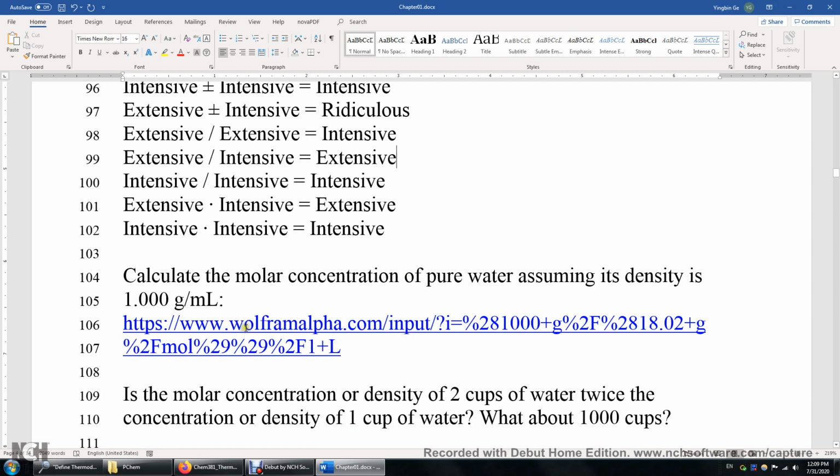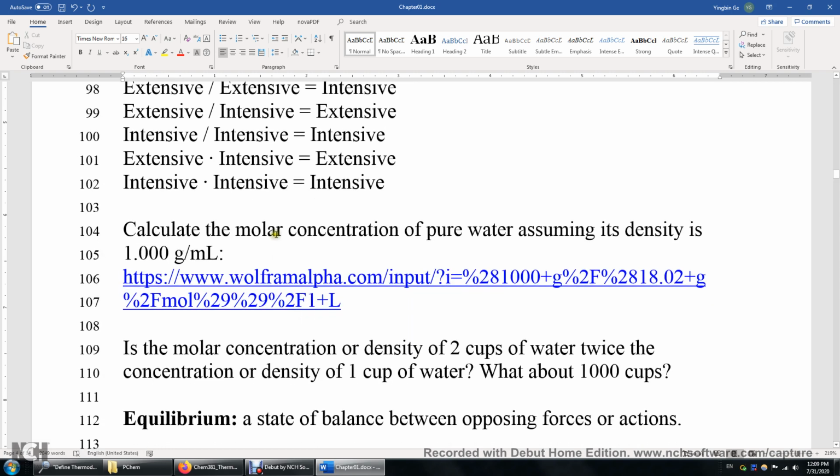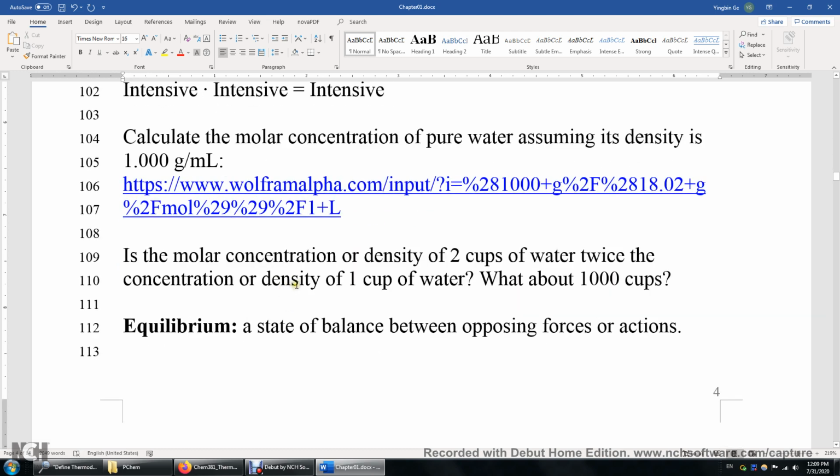Over here, this is to show you how to calculate the molar concentration of pure water. You can just click this website and you will see the calculation. And also you can see the concentration of water does not really depend on the size of the system or the amount of water.